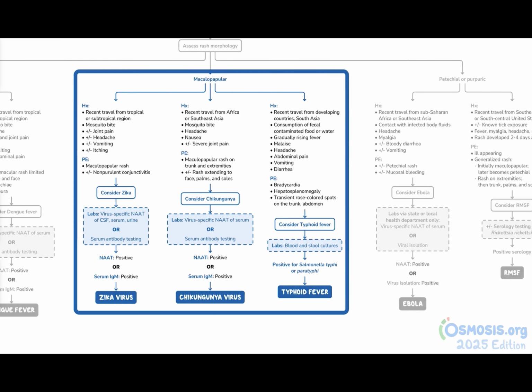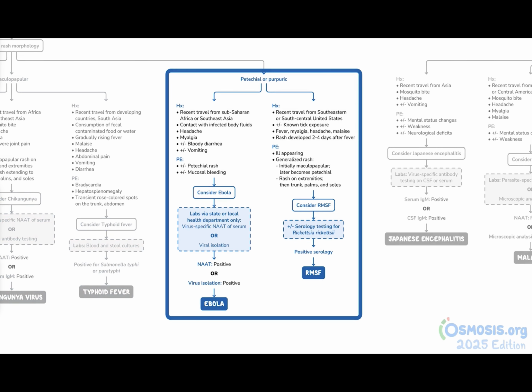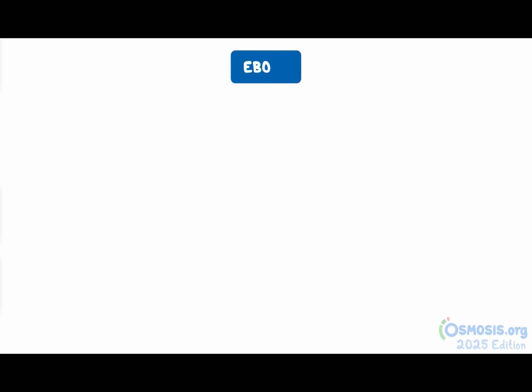Okay, let's switch gears to petechial or purpuric rashes. Petechiae appears as tiny reddish dots, whereas purpura appears as large purple discolorations. First up is Ebola. This is a virus in the Filoviridae family that causes viral hemorrhagic fever.